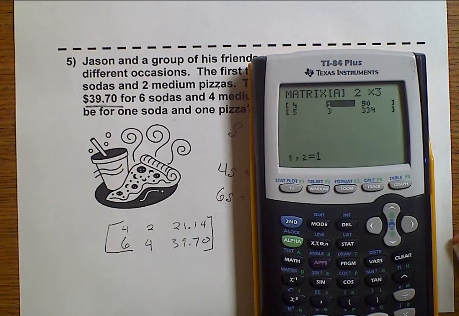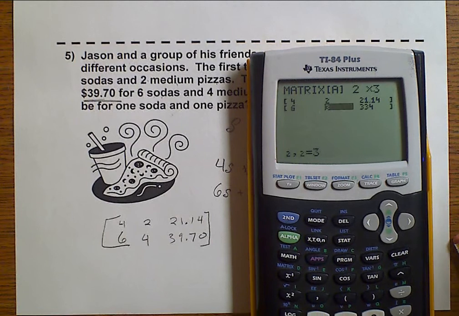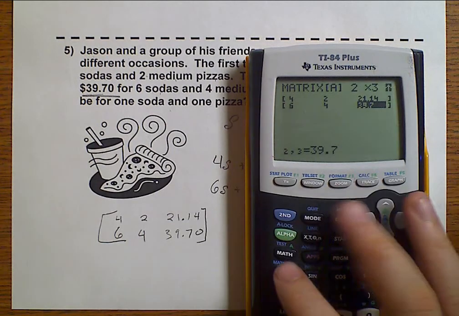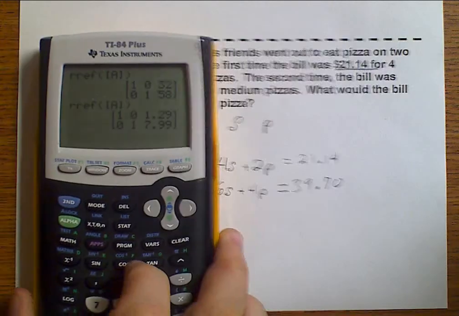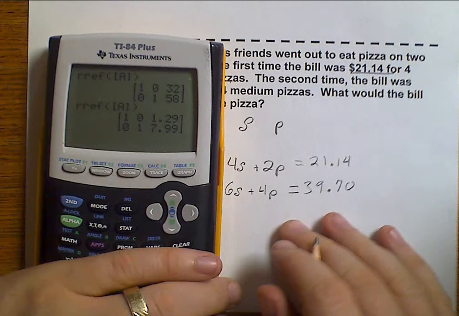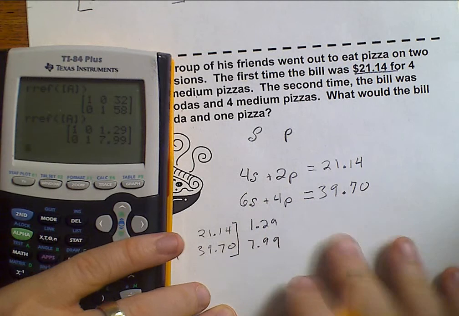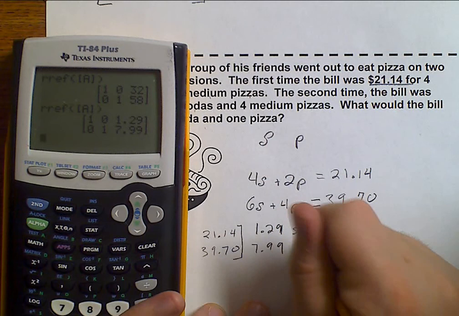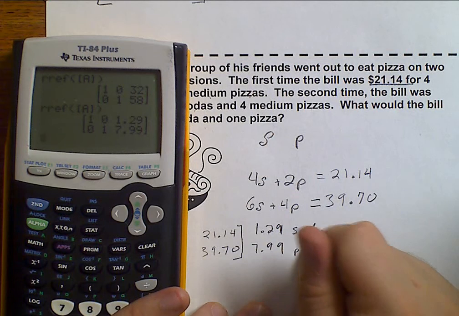We do 4, 2, and 21.14. We do 6, 4, and 39.70. Make sure they match. They do. We get out of there. We do our reference, and we get $1.29 and $7.99. Well, the first number was our soda, so it's $1.29 for each soda, and it's $7.99 for each pizza.